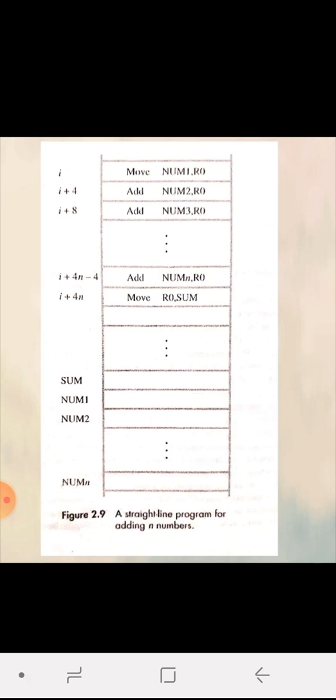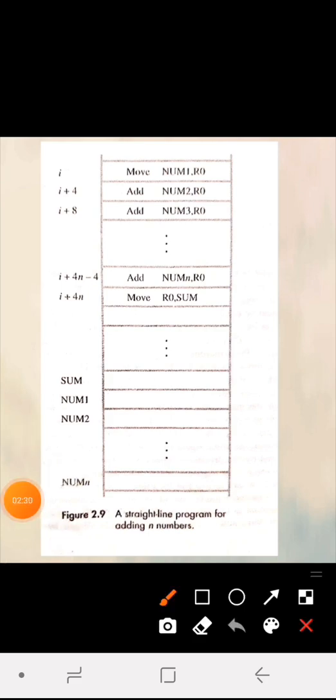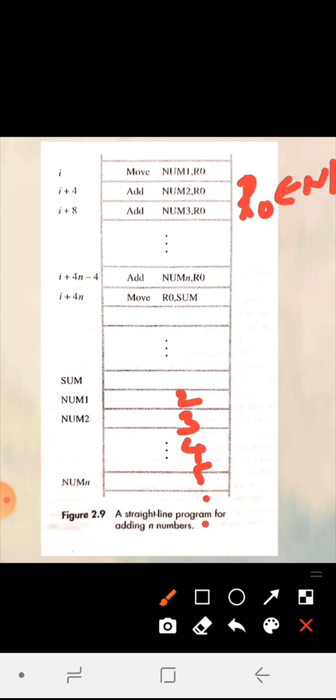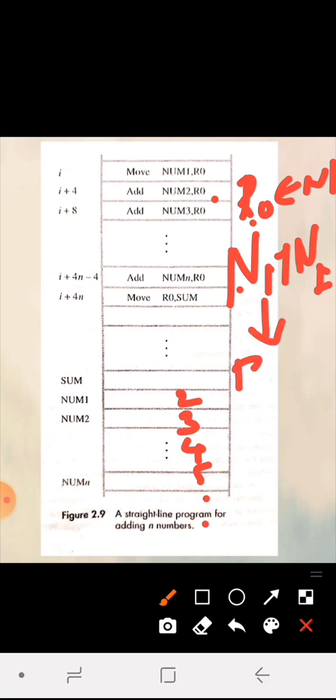So n numbers means you can take any number. For example, this is 2, 3, 4, 5 till n. It will keep on going. So what will you do? First you will send num1 to R0. Right? R0 will be holding the value of number 1. Next what will you do? You will add number 2 with R0. So R0 is holding number 1, so you will be adding the second number, right? And store the result in R0.